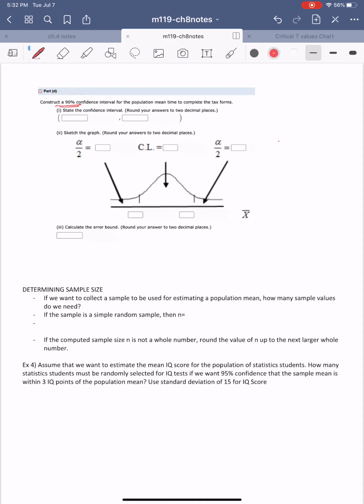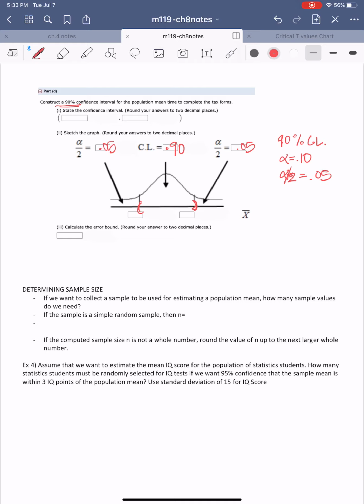We want it with the 90% confidence level. That means that goes 90% here. So the alpha value is 0.10. So alpha over 2 should be 0.05 each. So 0.05 here, 0.05. And we are actually going to find that number. That number is your confidence interval. So how do we construct that?